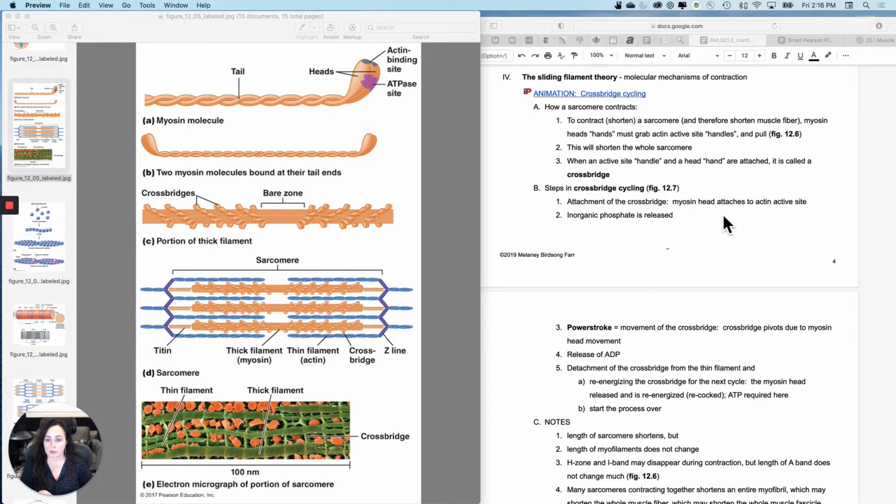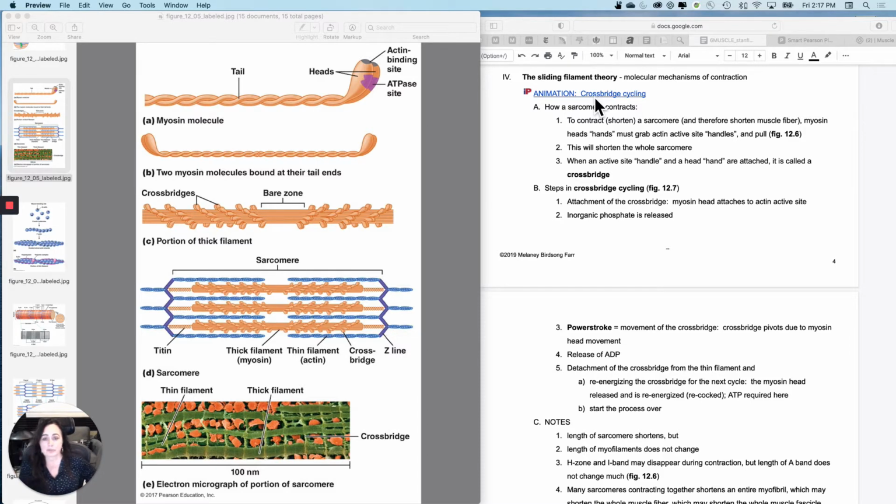We are going to describe how this sarcomere contracts. We'll do it simply at first, and then we'll add in some more detail. There is a really good animation right here. It's only 3 minutes long. We'll look at part of it as I'm recording this video, but I would recommend that you watch the whole thing.